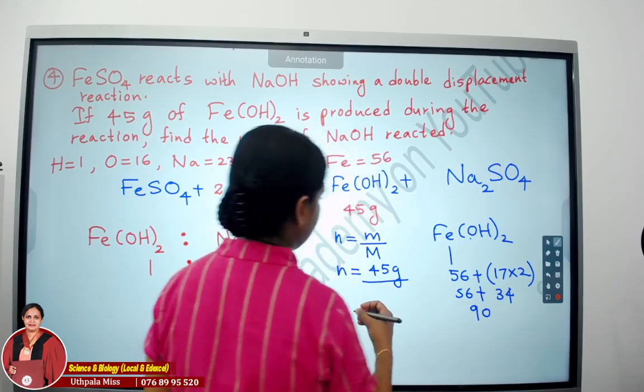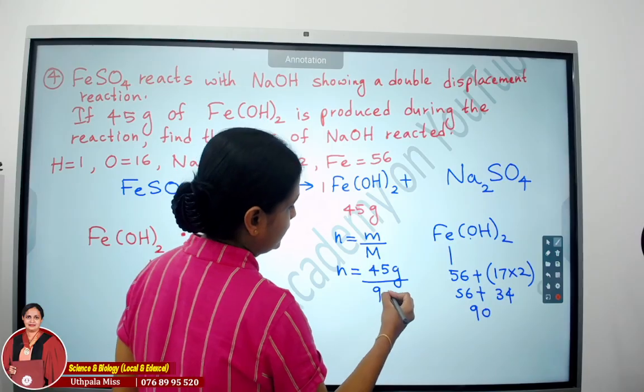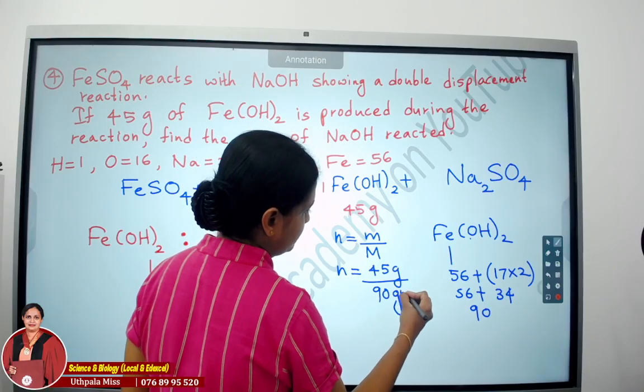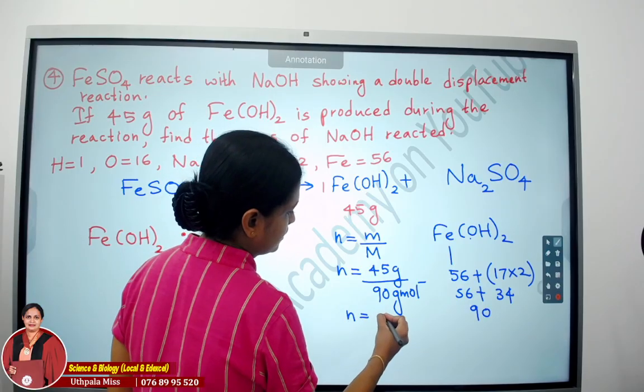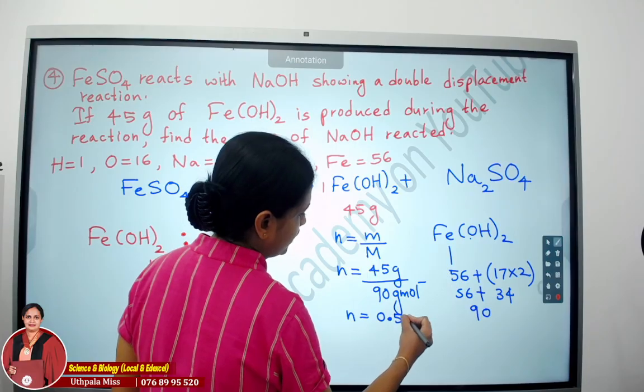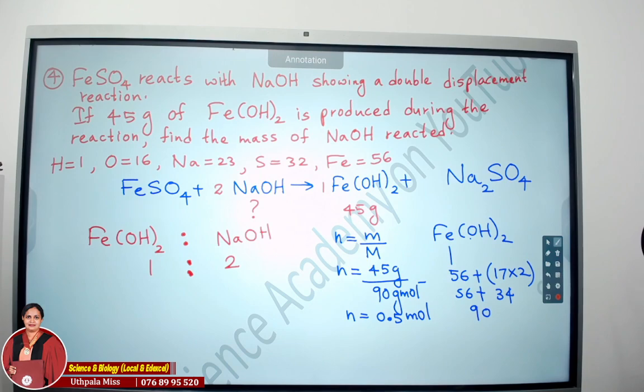90. Now here it is. Relative molecular mass is 90. So I take it in grams. 90 grams per mole. And the number of moles equals 0.5 moles. That is 0.5 moles.